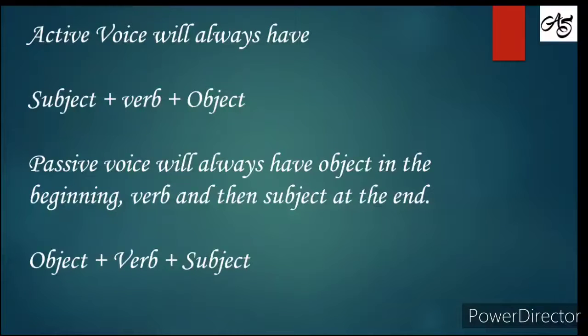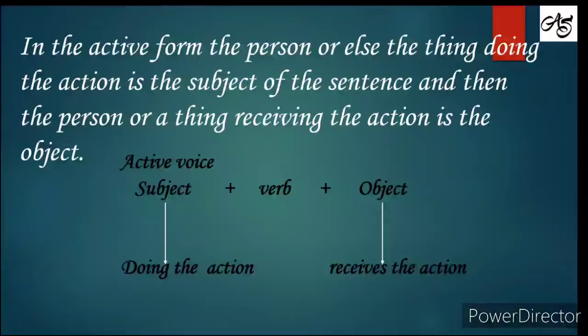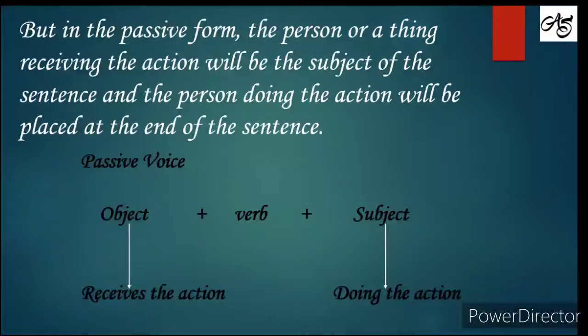Can you understand that in our active form, the person or else a thing doing the action is the subject of the sentence, and the person or a thing receiving the action is the object. But in the passive form, the person or thing receiving the action will be the subject of the sentence, and the person doing the action is placed at the end of the sentence.